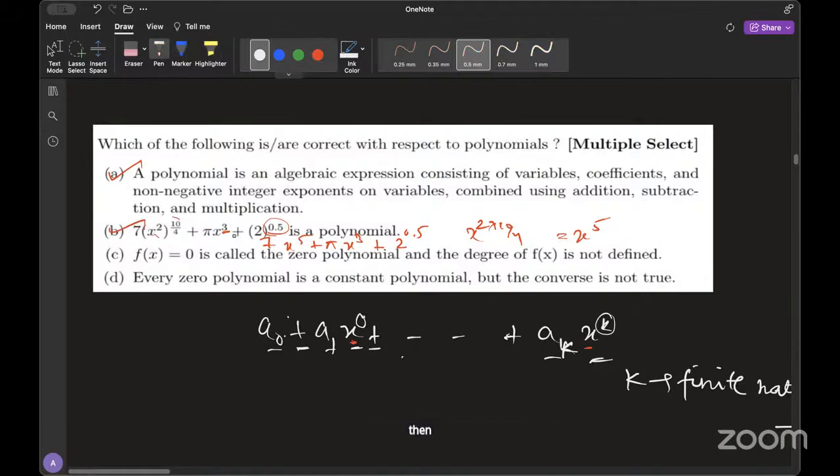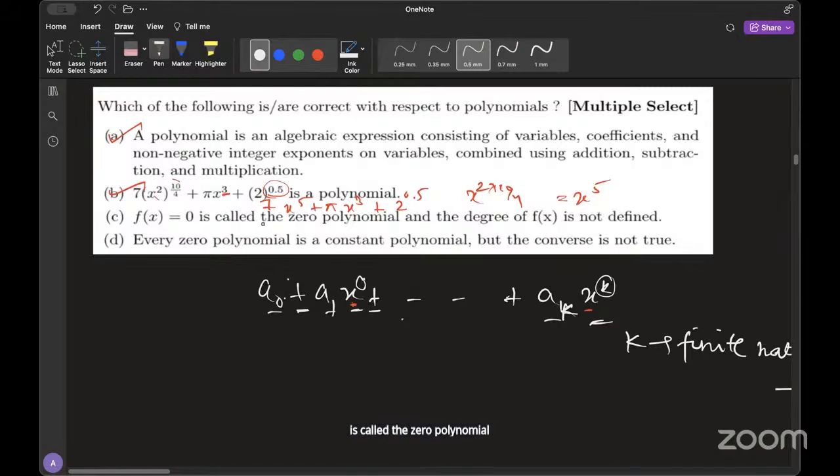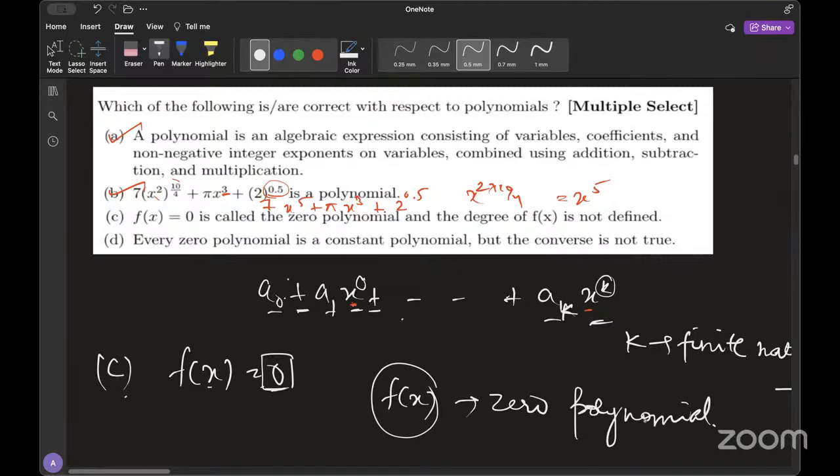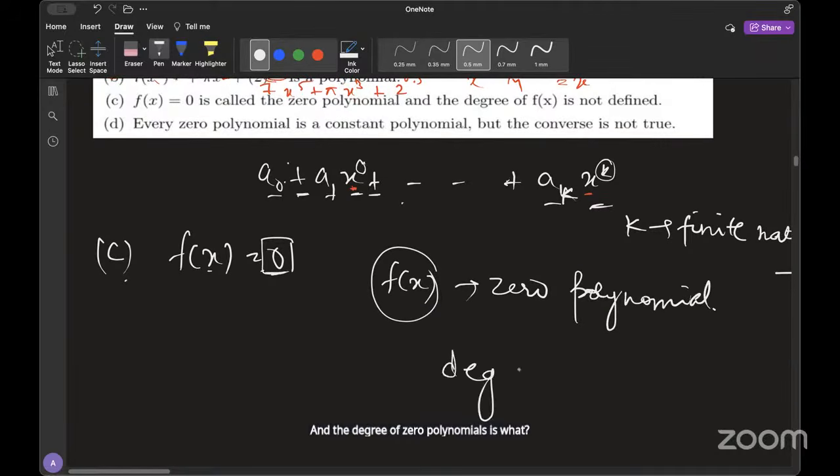Then f(x) equals 0 is called the zero polynomial. If you have a function, let's say f(x) equals 0, then I can call this a polynomial, right? Polynomials do not have an equal to sign. So this is a polynomial if it's 0, right? It's the 0 polynomial. So if f(x) is 0, that means that f(x) is a 0 polynomial. And the degree of the 0 polynomial is what? It's not defined, right? The degree of the 0 polynomial is not defined. That means it's right. Okay. This is correct as well.